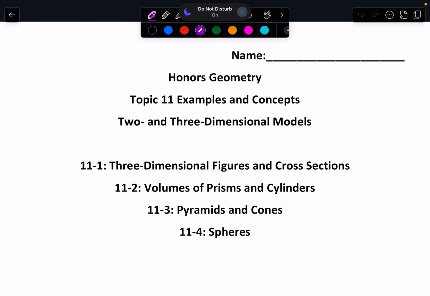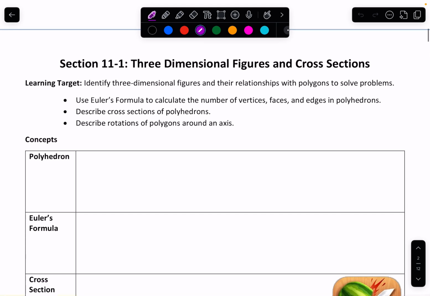Last unit of the year, and also one of my favorites, topic 11 is all about three-dimensional shapes, particularly the ideas that we can use to turn a two-dimensional shape into a three-dimensional shape, and also volume of the various different types of three-dimensional shapes. So section 11.1 is what we're going to do today. That is the one that's going to make this good connection between the two-dimensional shapes that we've been using for the rest of the year and our 3D shapes.